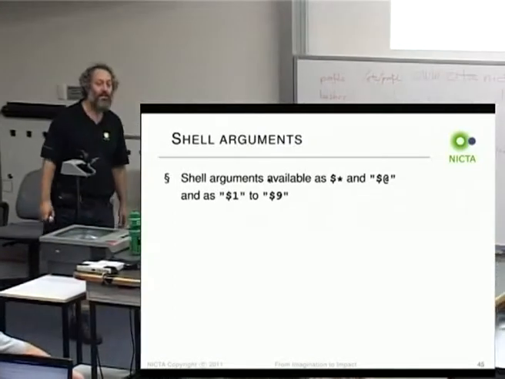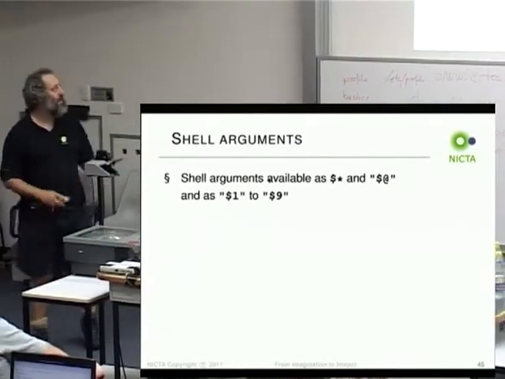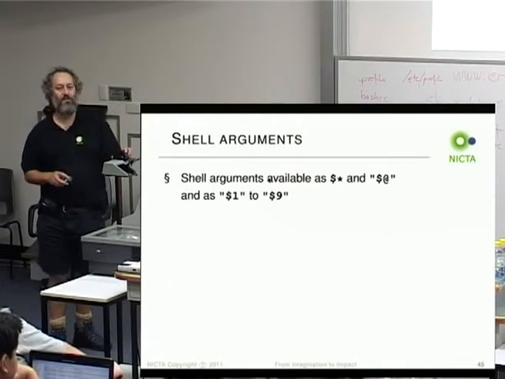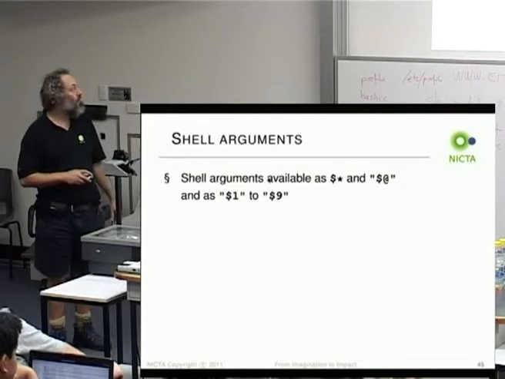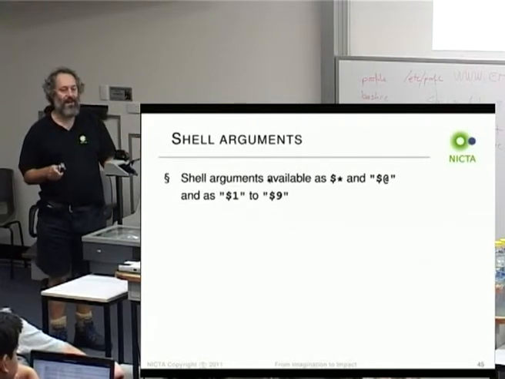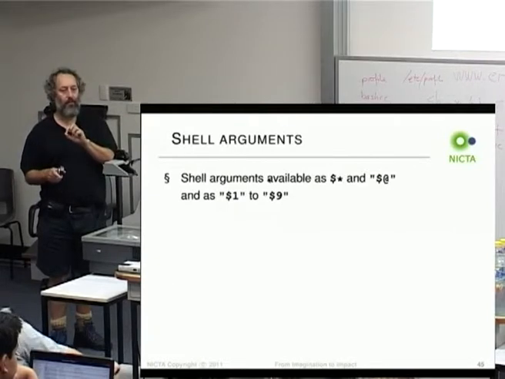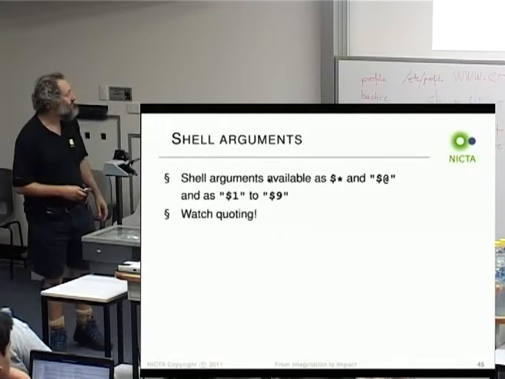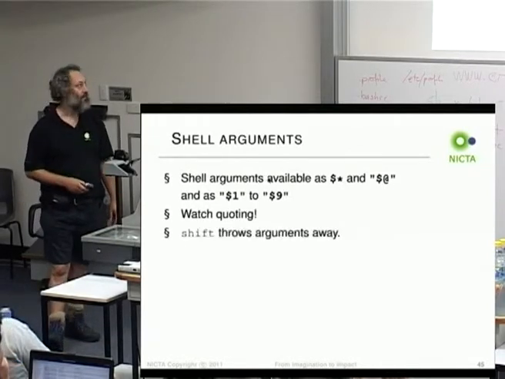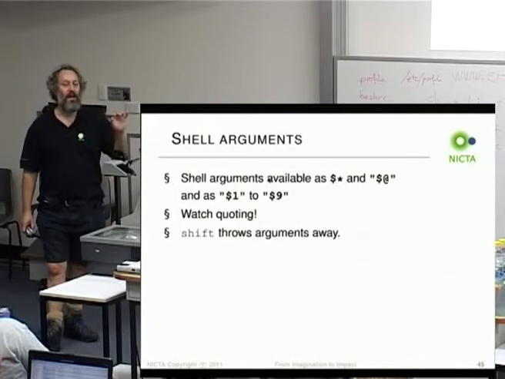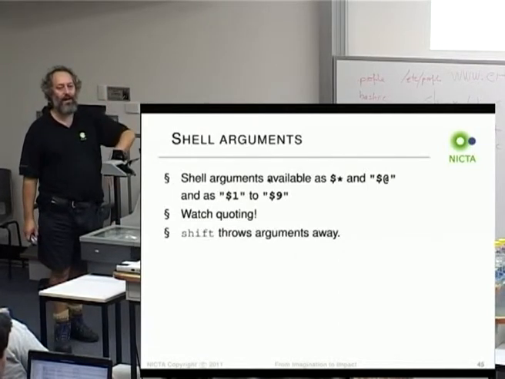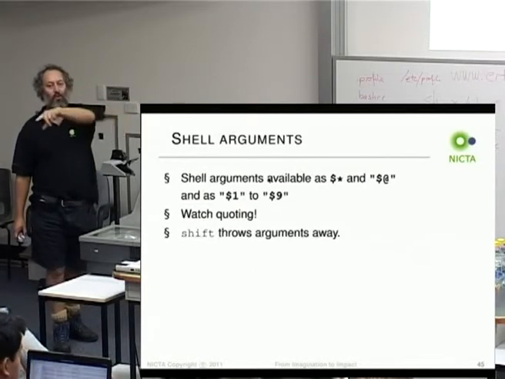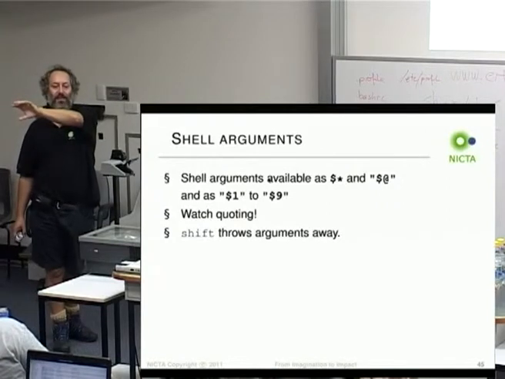We've seen shell arguments a little bit. There's two forms. In general, you never want to use the dollar star. You always want to use dollar at, because dollar at preserves white space, dollar star doesn't. The first 9 are always available as $1 through $9. On some shells, you can go to $10 and following, but it's not portable. Watch the quoting. Shift throws arguments away. So if you type shift, it'll throw away $1 and rename $2 as $1, $3 as $2, all the way up to the previously inaccessible $10 becoming $9.